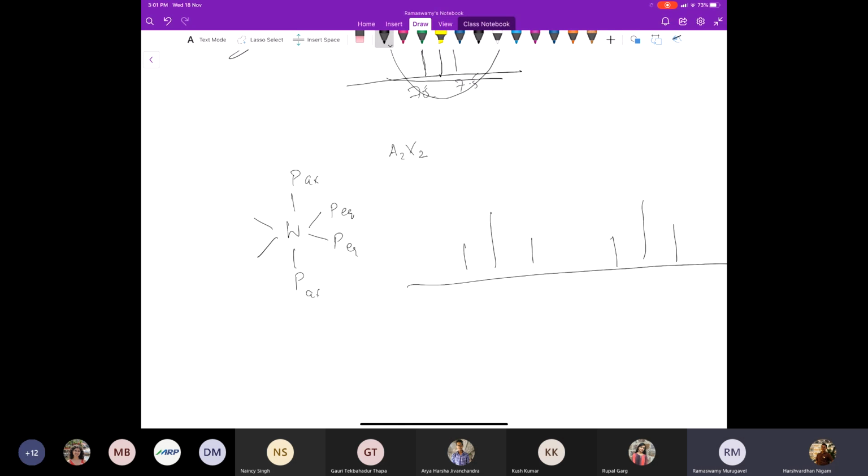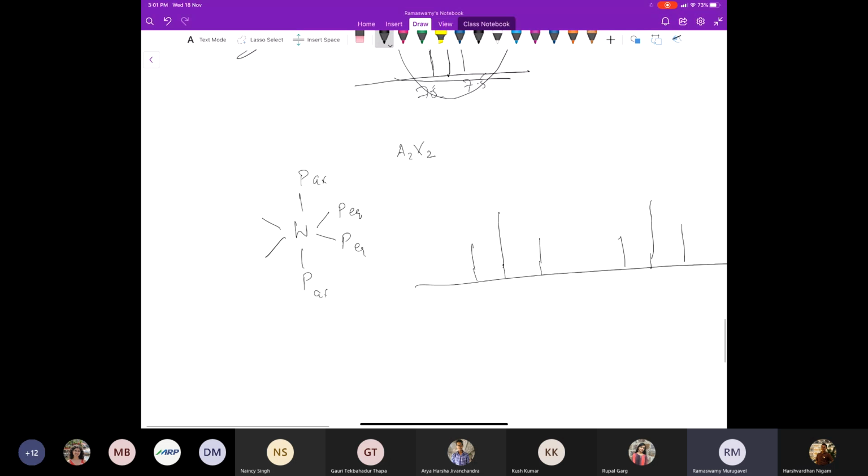Have you forgotten completely the course of Professor Kulkarni? I'm sure you have done A2X2 there. Let's say this is equatorial and this is axial. The equatorial ones couple with axial and give a triplet. So this is essentially axial-equatorial coupling, right? J P ax eq, right?